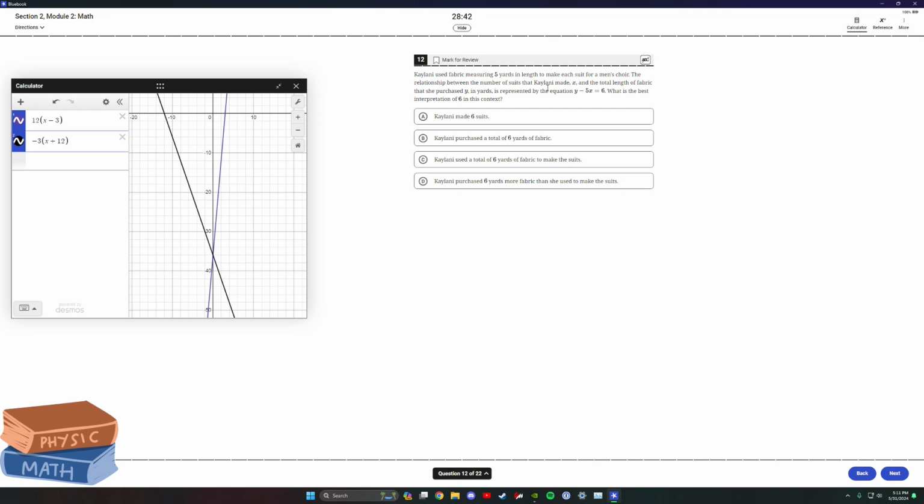Best interpretation of 6 in the context of this problem. Fabric works 5 yards in length.